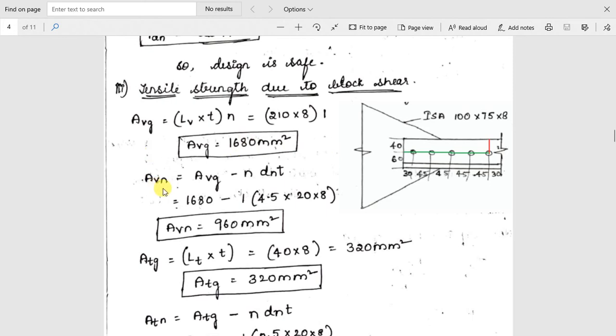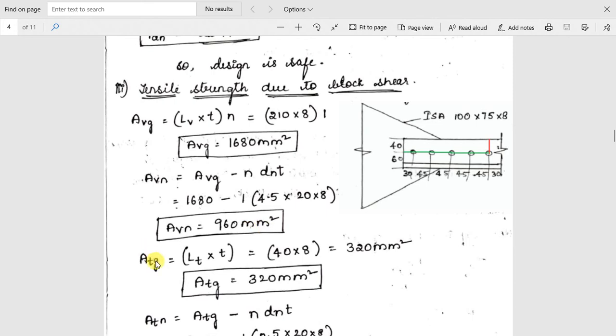So similarly AVN given by AVG minus N into DH into T. So AVG is this value, minus number of shear planes is once again 1, and DH is 20, T is 8. What is this 4.5? It is the number of bolt holes participating along this shear plane. So 1 full, 2 full, 3 full, 4 full and half. So it will be equal to 4.5. So AVN is 960 mm square.